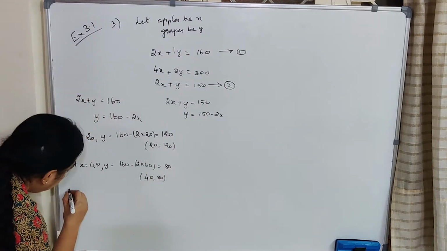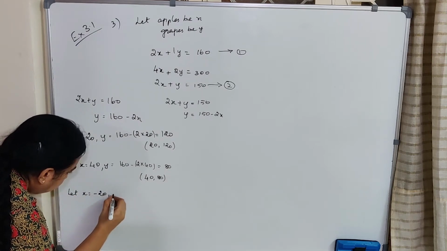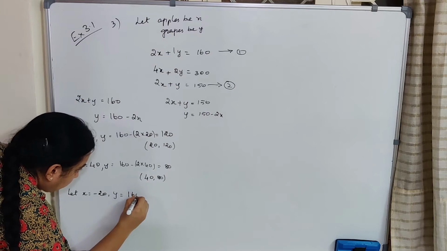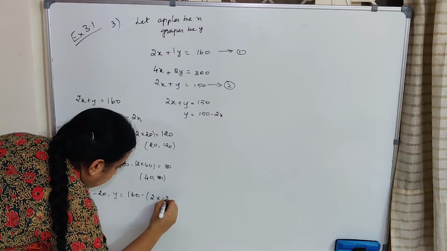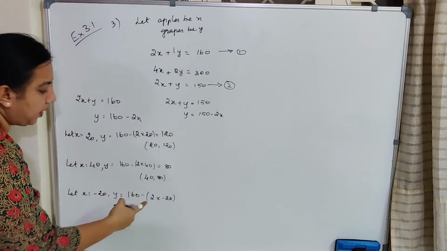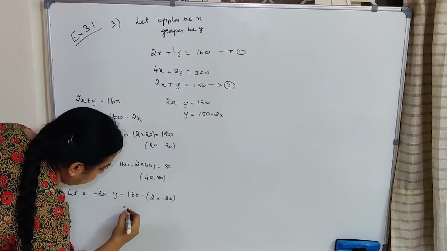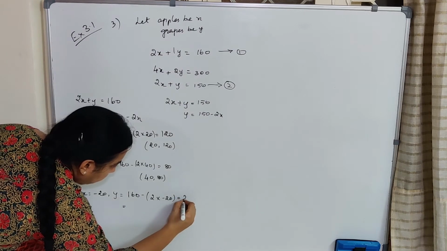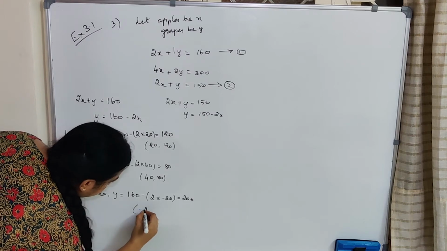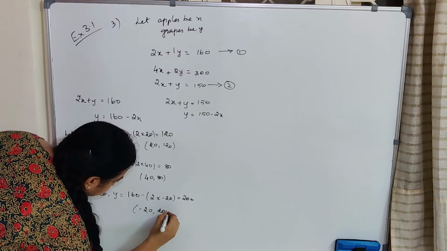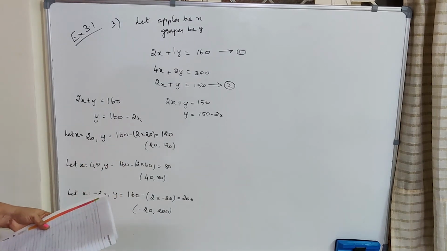And for the next point, I will consider a negative value now, minus 20. So y's value becomes 160 minus 2 into minus 20. When I multiply, it becomes minus 40, and minus of minus is plus 40. So this becomes 200, and the coordinate is minus 20 comma 200. Okay, so I have got one more point. So I have got 3 points to be marked.